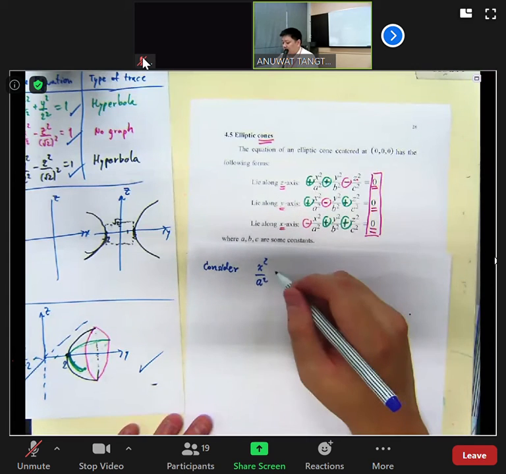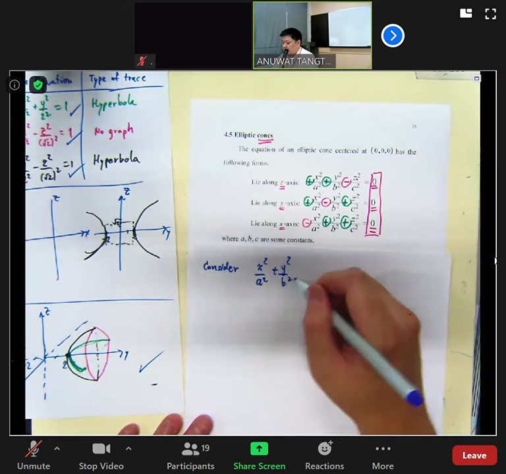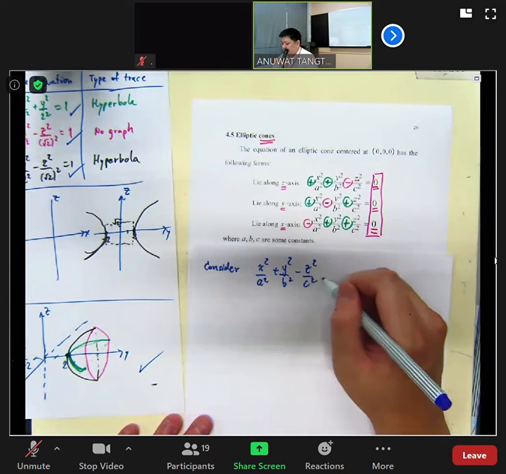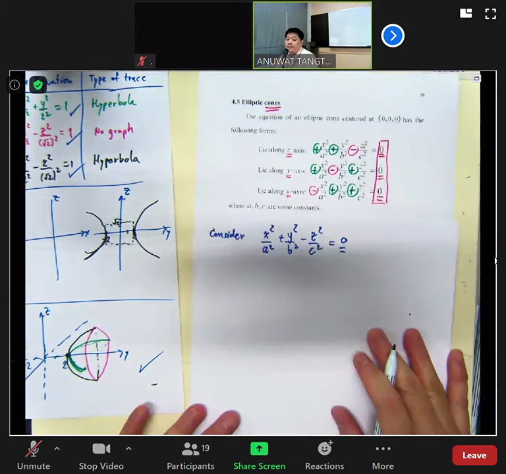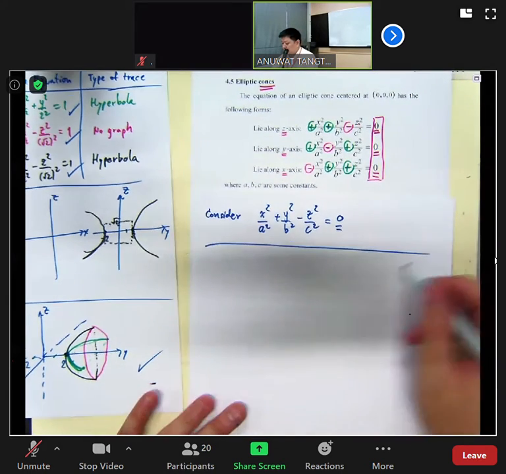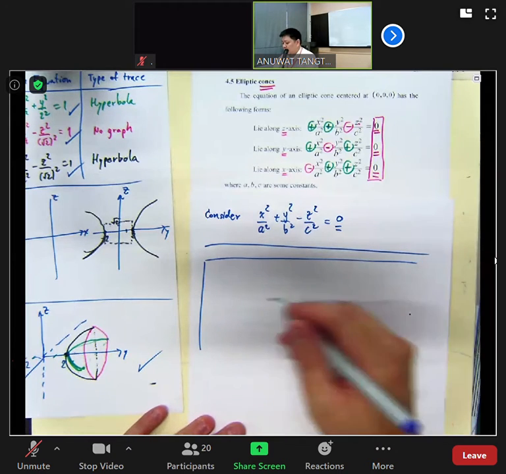First case lying along the c-axis then. Let's try to see how this works.